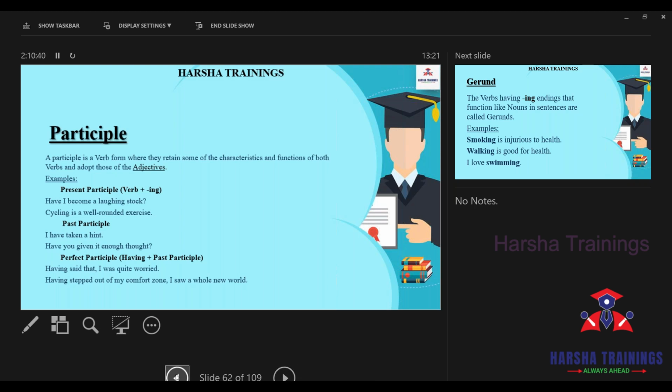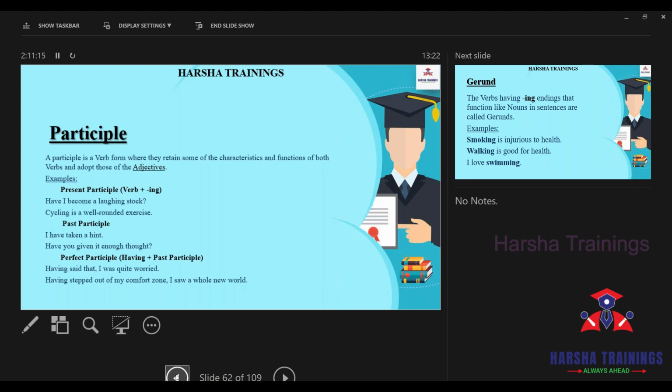Okay. Coming to the participle forms. What is a participle form? You can see it on the screen, I guess. Yes, V1, V2, V3. I think you remember it by that name. Verb form 1, form 2, and form 3, right? Participle form is nothing but the V3 form.